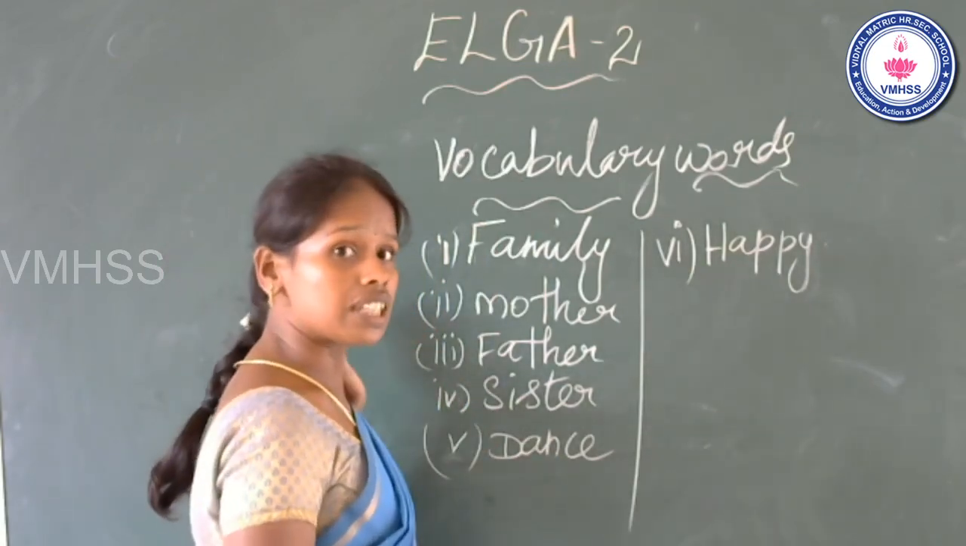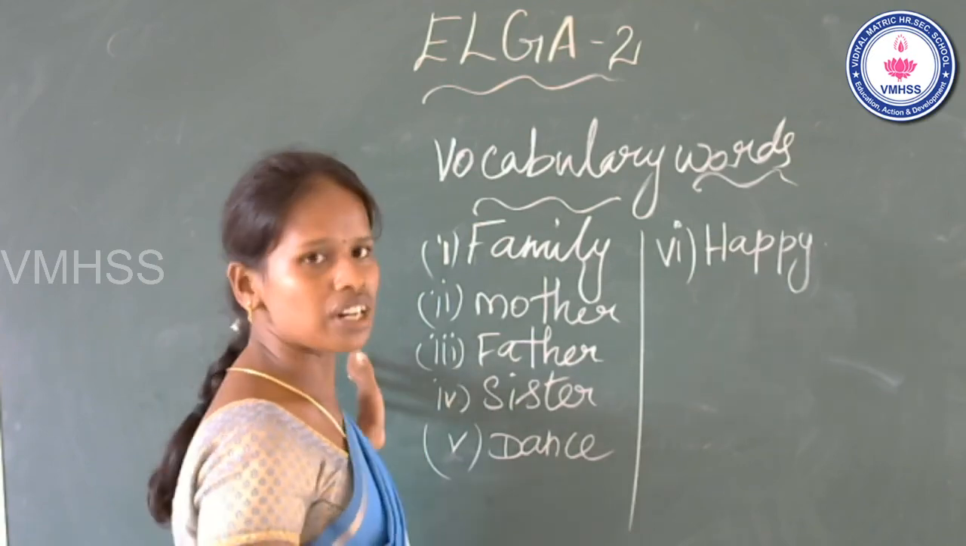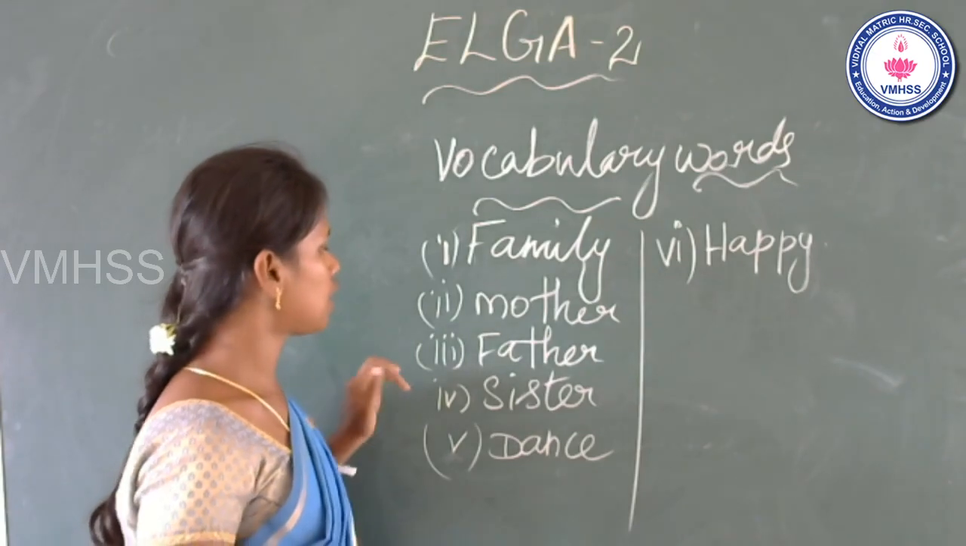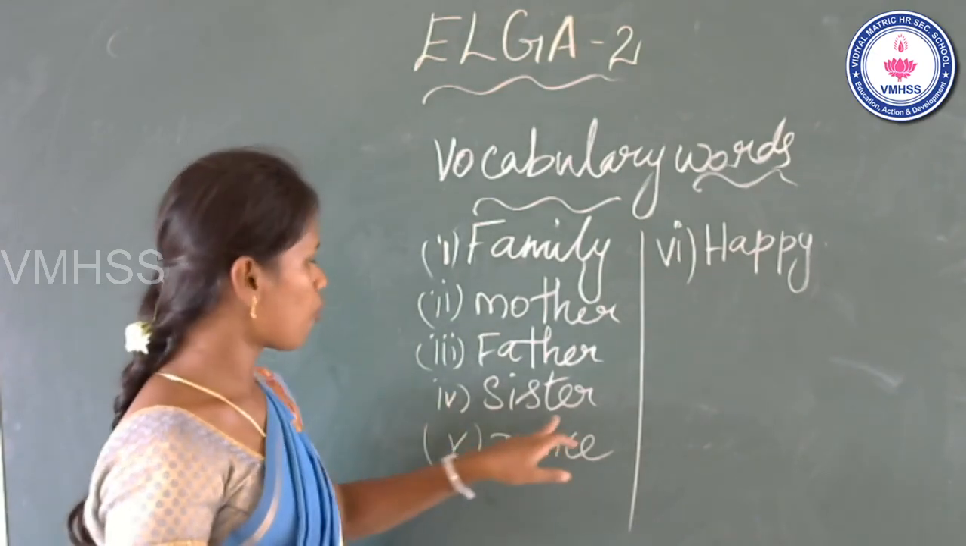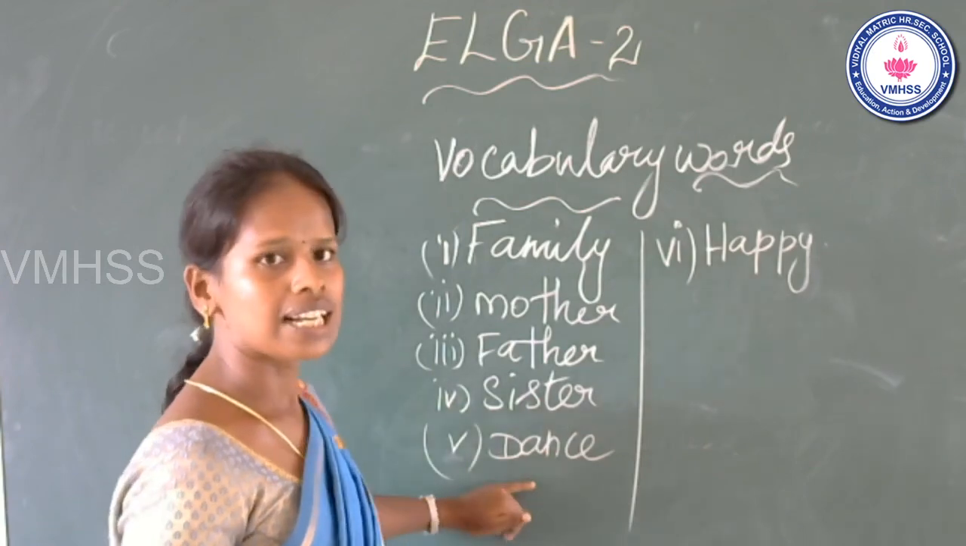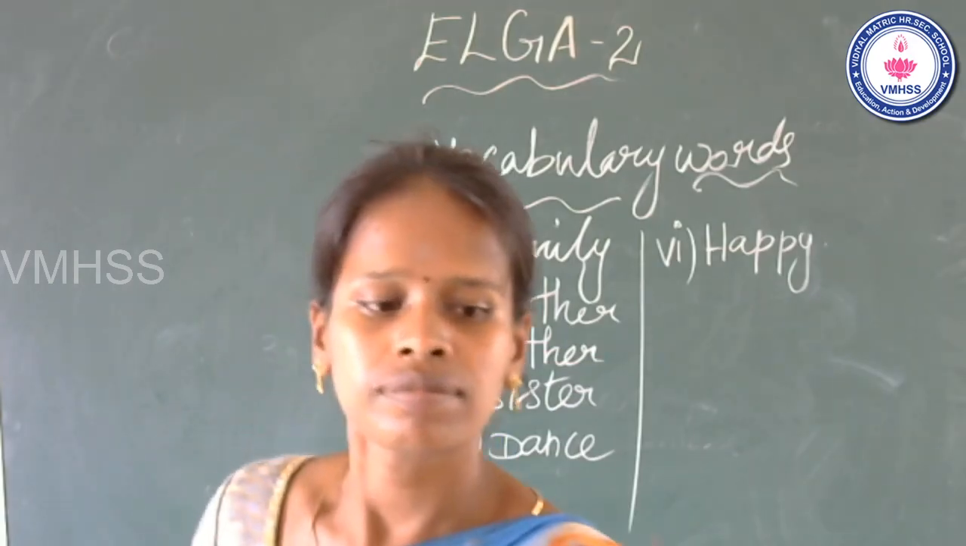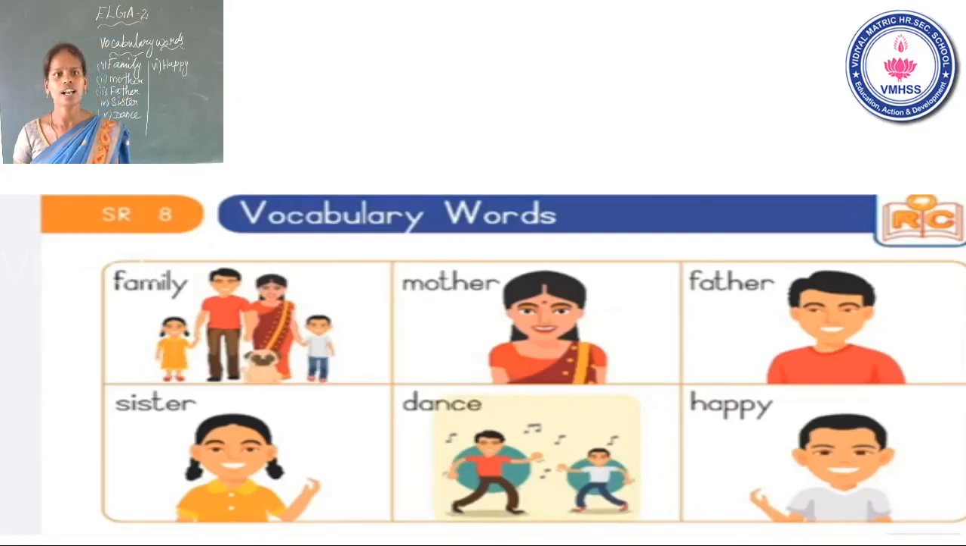Already we learned these vocabulary words, students. In this session we recap. The first one is family. The second one is mother. Third one is father. Fourth one is sister. Fifth one is dance. And sixth one is happy. Okay. Now see the slide. The first word is family. See the picture, this is a family picture. Second one mother. Third one father. Fourth one is sister. Fifth one is dance. Sixth one happy. It's clear? Now go to the next one.